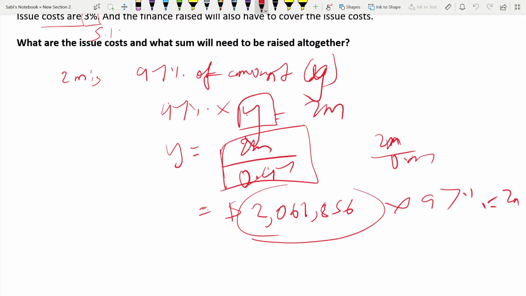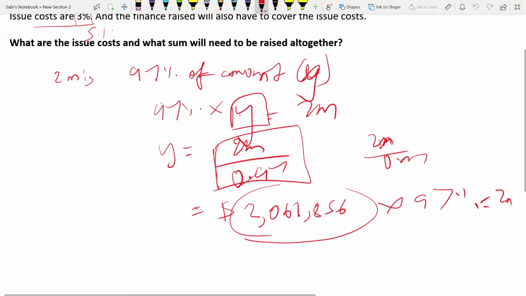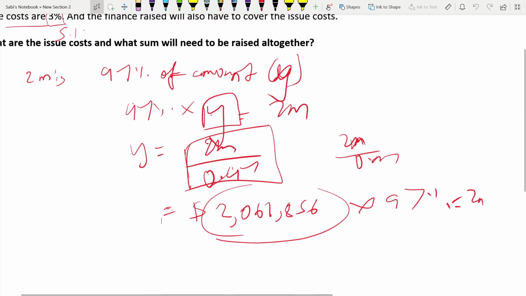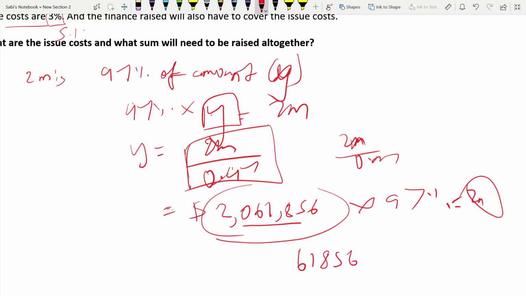If you want to find the issue cost, you can easily get it. Just minus this from 2 million. That means 2,061,856 minus 2 million. That is your issue cost. Issue cost is 61,856. This will be your issue cost.